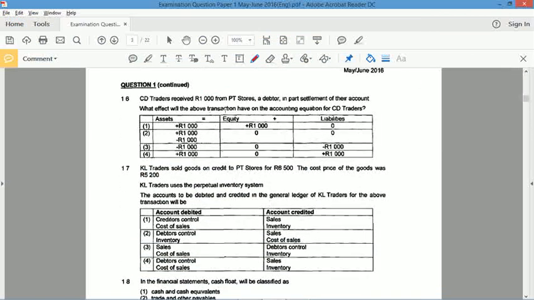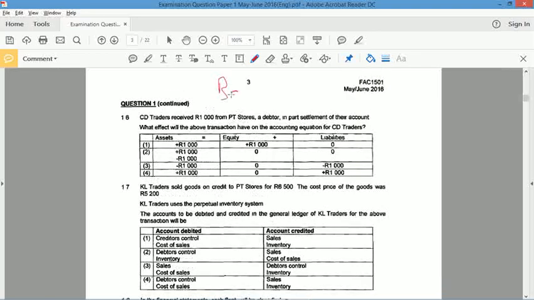CD traders received 1,000 from PT, a debtor, in part settlement of their account. If we're CD traders, we're receiving a payment from a debtor. If I'm receiving money, bank is going to go up, it's going to be debited, and I received it from a debtor, so the debtors will go down. Asset increase, asset decrease. It'll be plus and minus under assets, option 2.